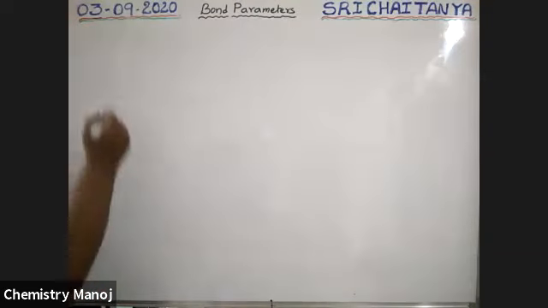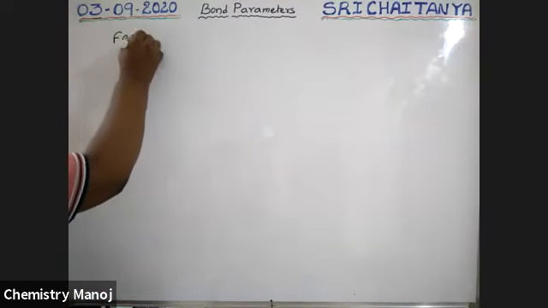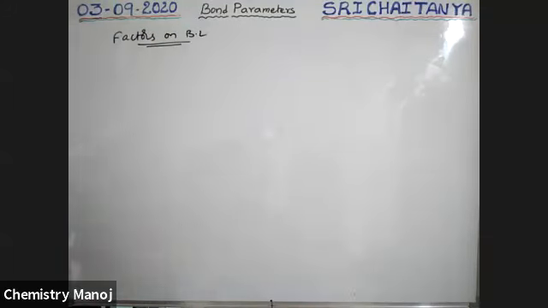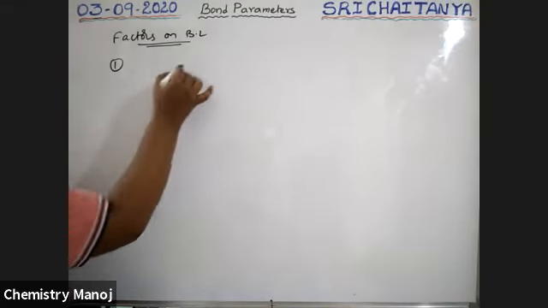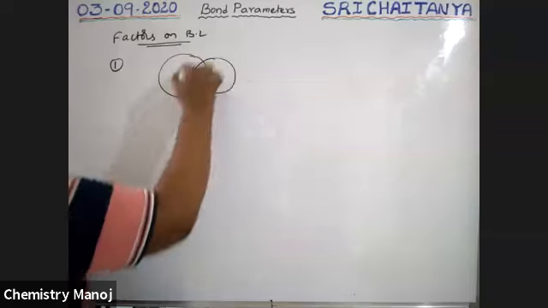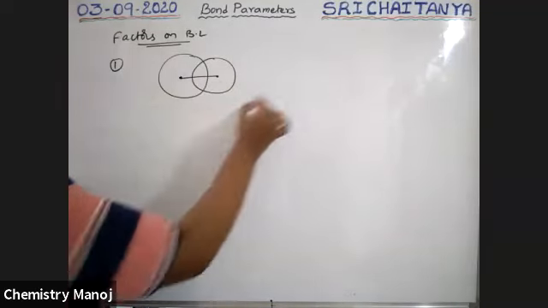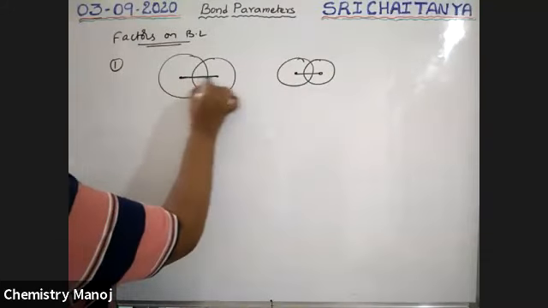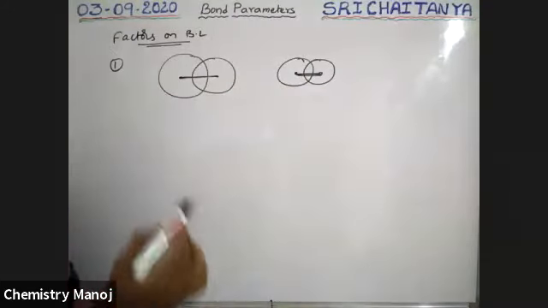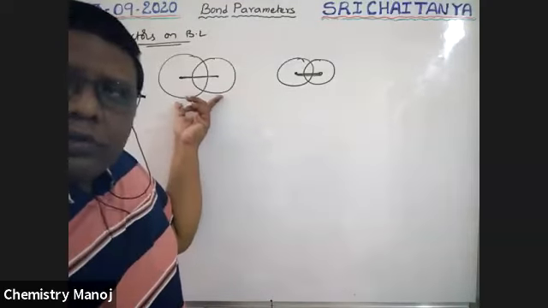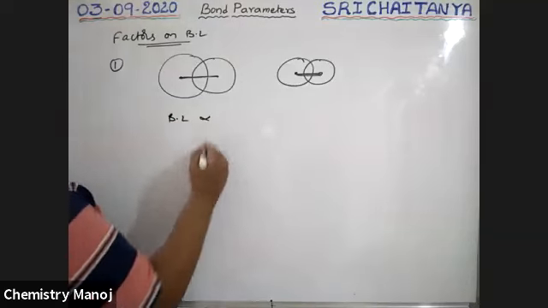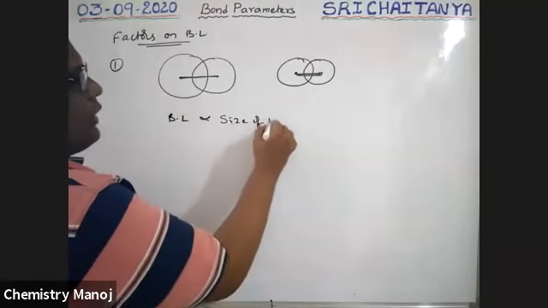Now, the factors on bond length. The first and most important, point-wise: as the size of the atoms increases, the bond length increases. When compared here, this bond length is more than that bond length. That means as the size of the atoms is more, automatically the bond length is high. Therefore, bond length is directly proportional to the size of the bonded atoms.